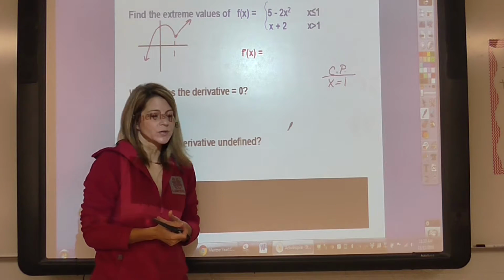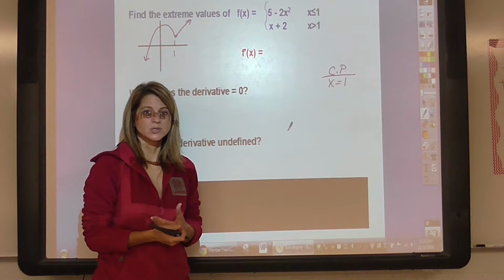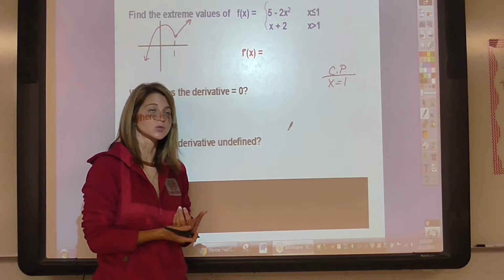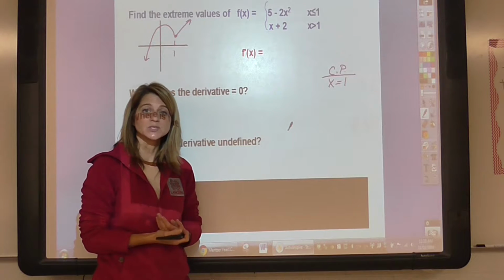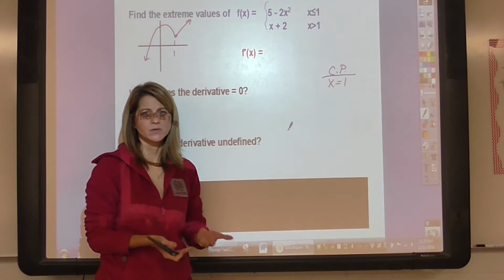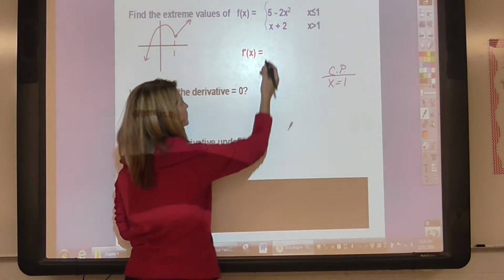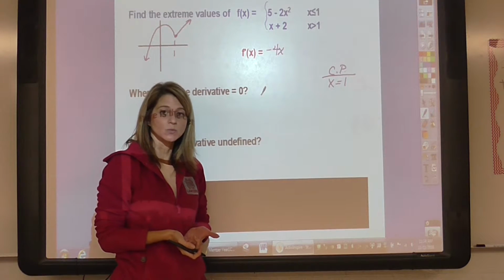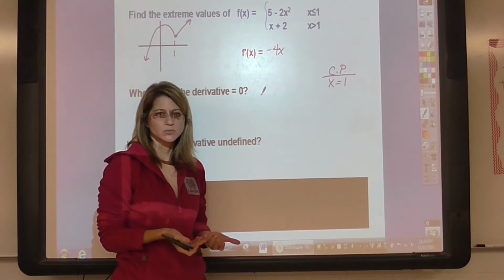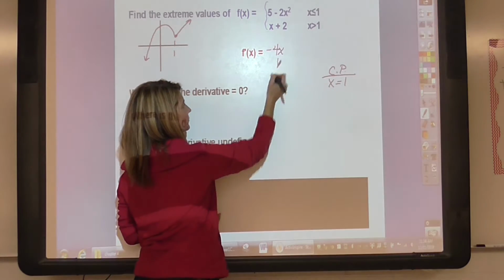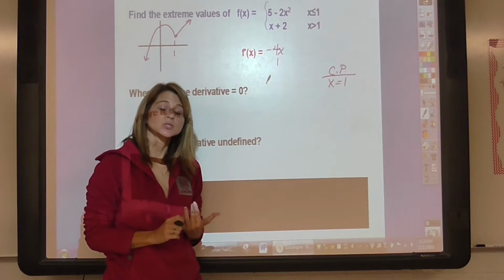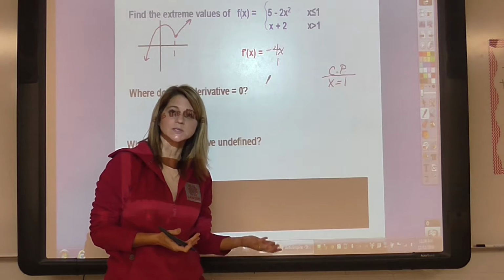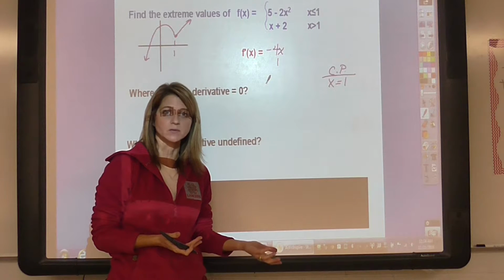Well, don't freak out too badly. You have 2 equations. Go find the derivative of each one. So what's the derivative of the first one, 5 minus 2x squared? Well, that derivative is just negative 4x. And what about the derivative of the second one, x plus 2? Well, that derivative is just 1. So we'll look at each one separately and decide what's going to make the derivative equal 0, and what's going to make the derivative undefined.